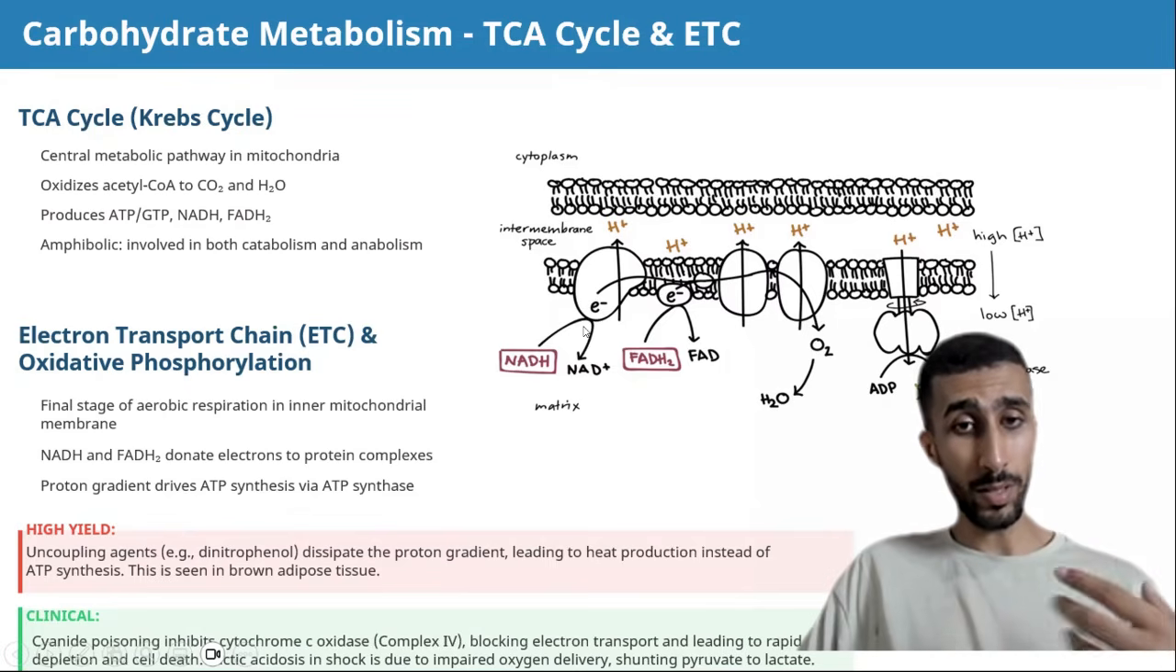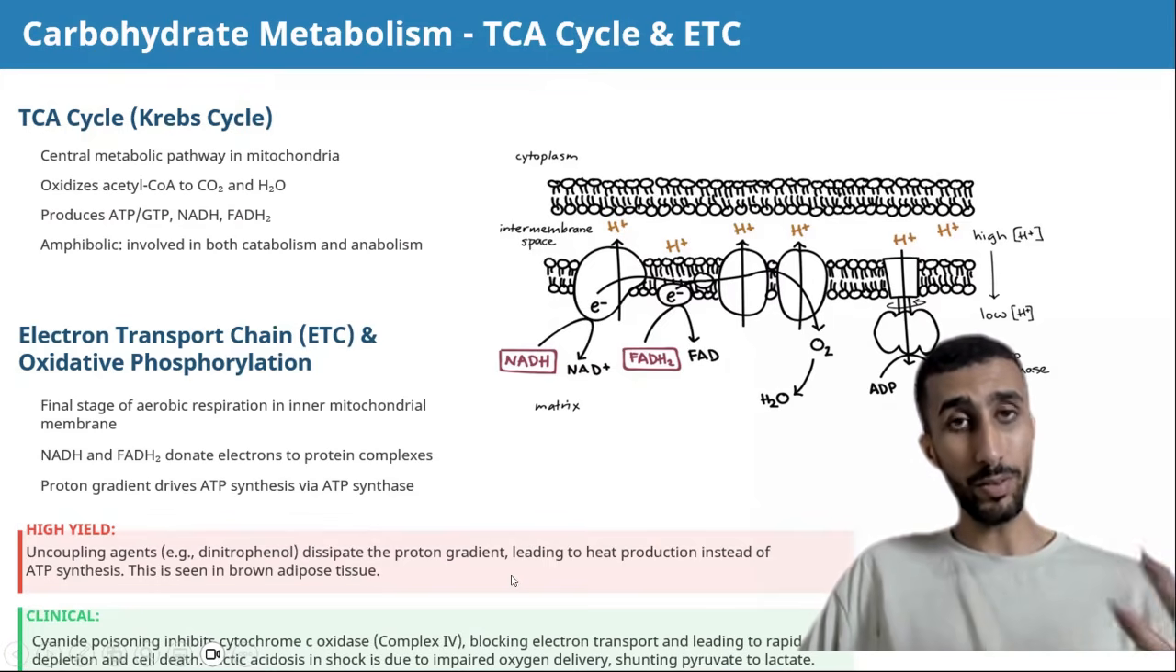There are also rotenones that inhibit complex number 1. There are also uncoupling agents, such as dinitrophenol. The dinitrophenol is going to dissipate the proton gradient. The proton gradient is normally supposed to form ATP from ADP, but this is going to dissipate the gradient, and instead of producing energy, it's going to spend the gradient to produce heat. This is the idea behind what is seen in brown adipose tissue, which produces a lot of heat instead of the ATP that is supposed to be produced.